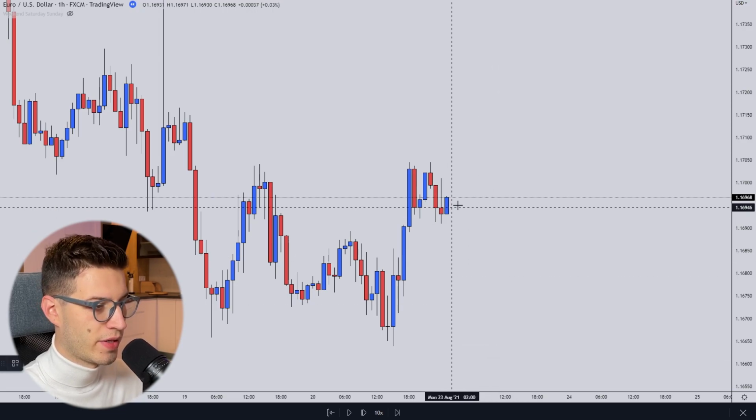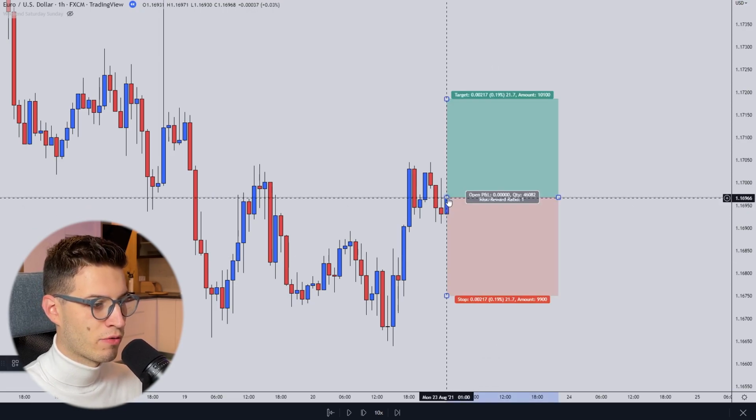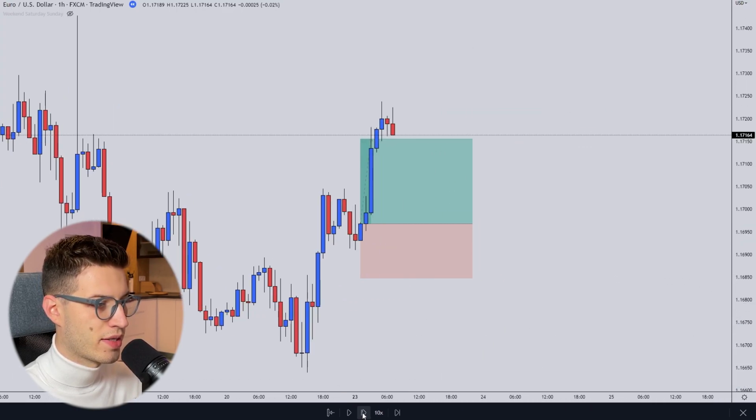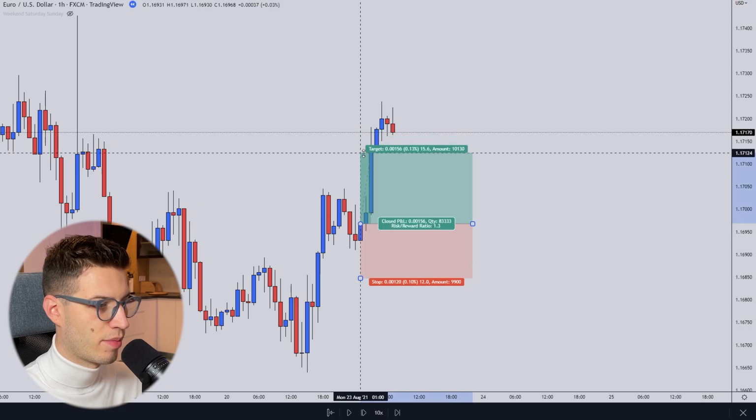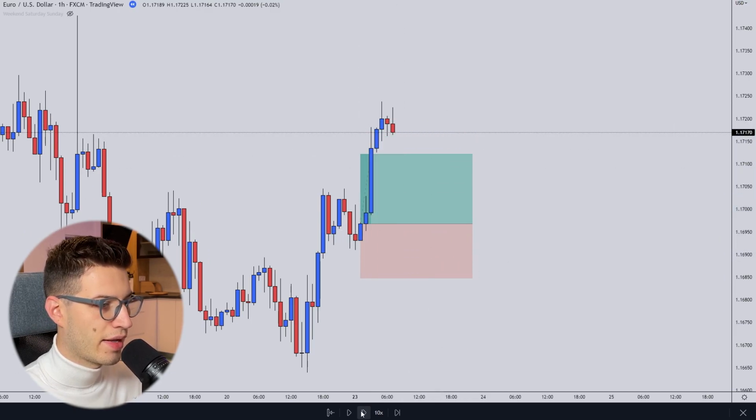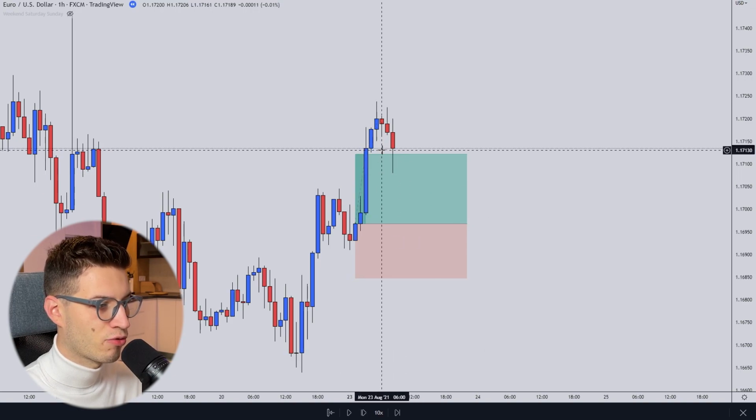We wait for top of the hour, then I buy with a 12 pip stop loss, and we then see what will happen. So price immediately starts going up. I move my stop loss underneath the most recent low. Again, that's my trailing stop loss rule. And then we see what happens. We get taken out right here.